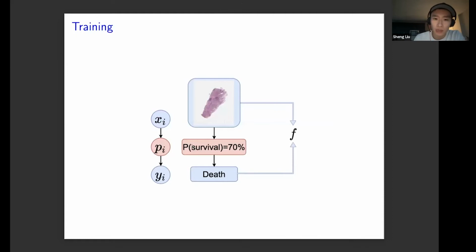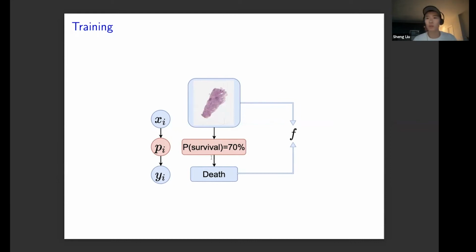And we know that, for example, as I said before, we don't observe this probability. Let's say it has a ground truth probability, but we don't know it. The survival probability given this histopathology image is 70%, but we never observe it. We observe the outcome, which is that this patient died. So the outcome is death.